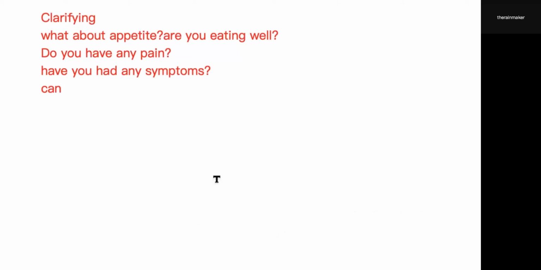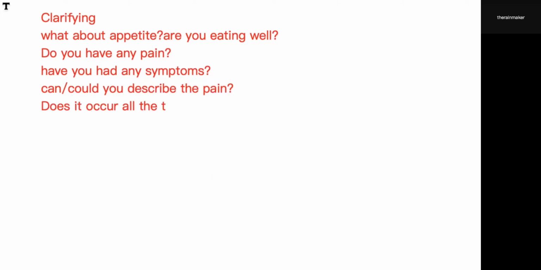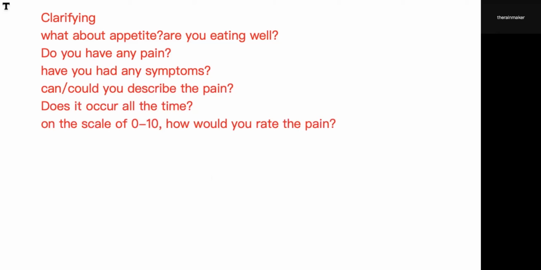Symptoms? Could you describe the pain? Does it occur all the time? On the scale of 0 to 10, how would you rate the pain? Whenever pain comes, it's always better to include all these statements.